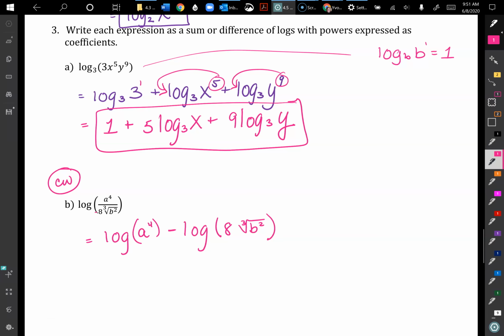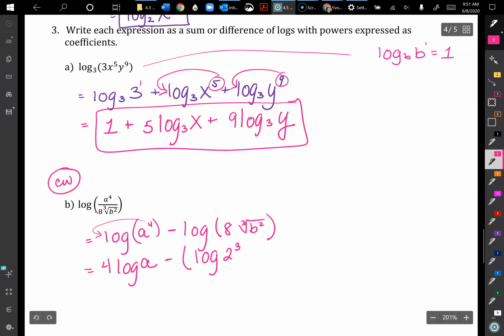Now we're going to take this exponent and bring it down in front. 4 log of a. And then when we do this is where we need to have the parentheses. Subtract log of 8, which is 2 cubed. So I'm going to write that right now. Then plus log of cube root of b squared. So I'm going to write that as b to the 2/3. Kind of do that along the way. If you're not familiar with that, review your exponent laws.